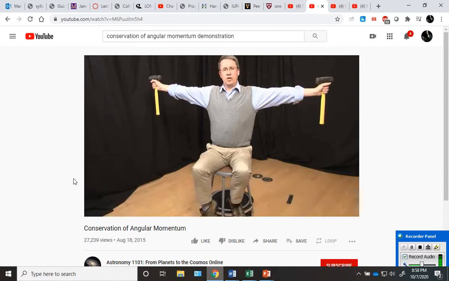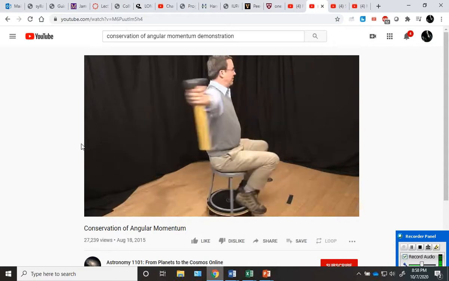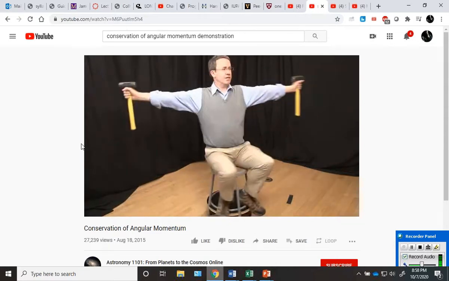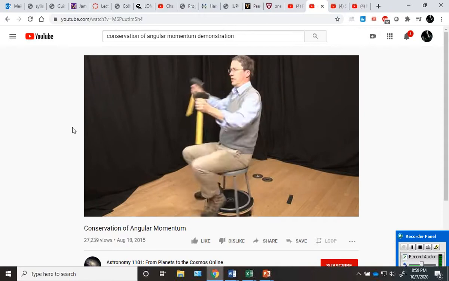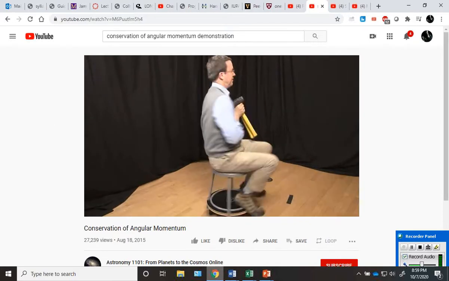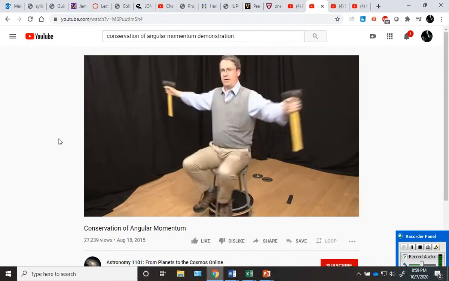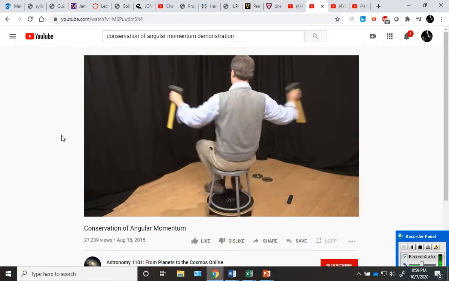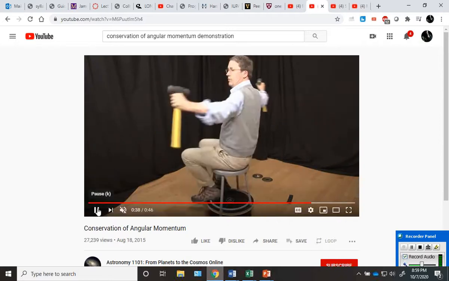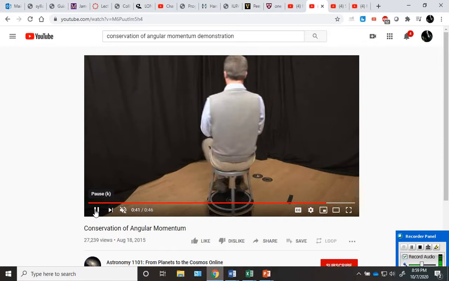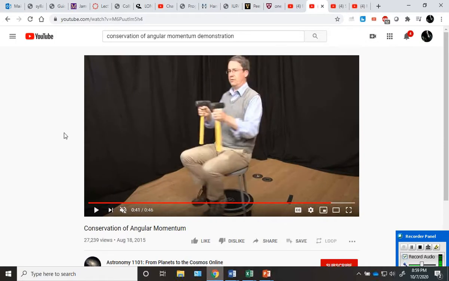So let's take a look at what happens when he starts spinning and he brings the hammers in. His moment of inertia decreases when he brings the hammers in, and his motion speeds up. He brings the hammers back out, his moment of inertia increases, and he slows down. This is an example of conservation of angular momentum. At all times, the total moment of inertia times the angular velocity is equal to a constant. But if the moment of inertia increases, the angular velocity has to decrease.